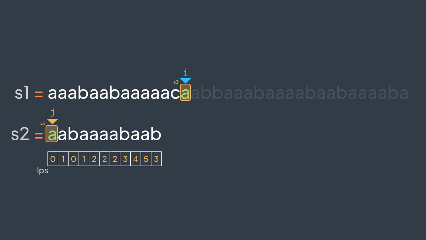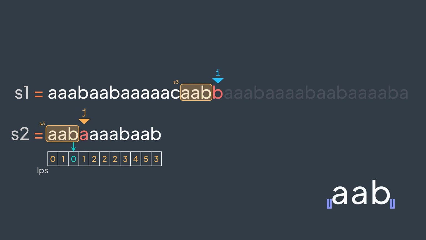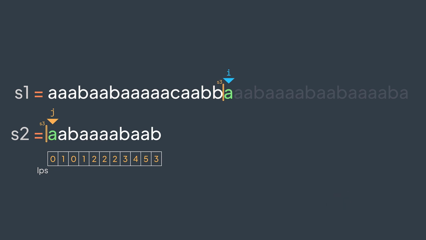Here they match, next iteration they match, next iteration they match, next iteration they don't match. The path that matches is AAB, its LPS is the empty string, the length is 0, we take j to 0. Here again they don't match, and j is 0, we just increment I. Now it matches, next iteration it matches, next iteration mismatch. The LPS of AA is A, whose length is 1, we take j to 1.